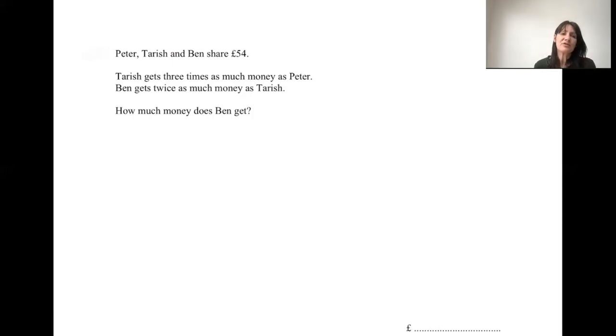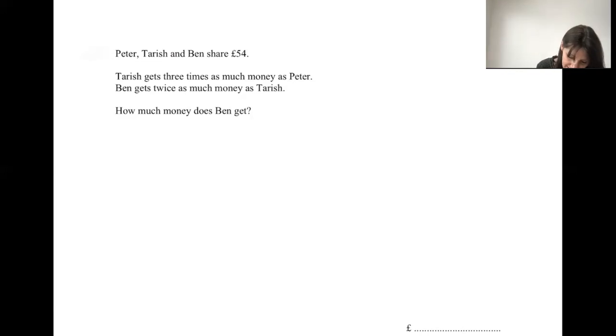So when you read this, you've got Peter, Tarish and Ben sharing £54. And then they start talking about what they get. Tarish gets 3 times as much as Peter. Well, if I knew what Peter had, then I'd know what Tarish has. Ben gets twice as much as Tarish. So it all comes down to Peter, really. If I knew what Peter was, I'd know what everybody's was.